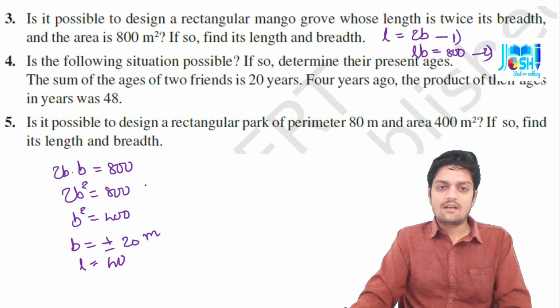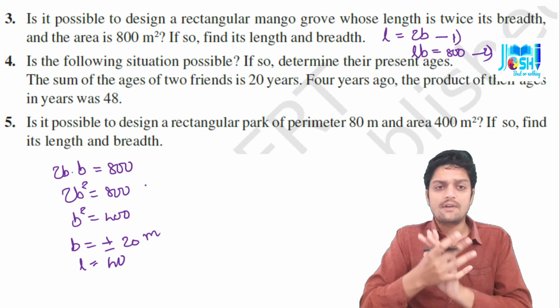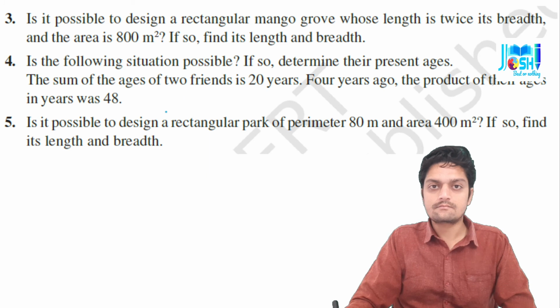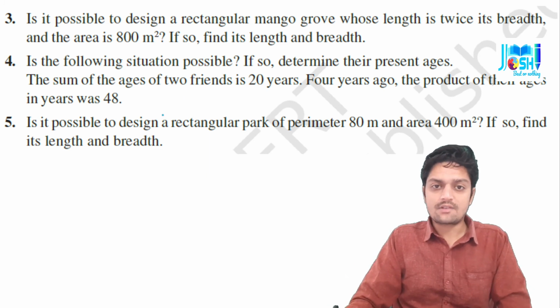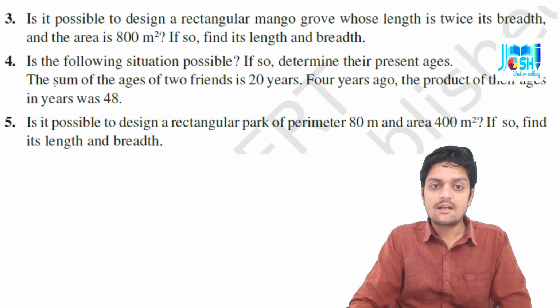It is the same as an age related question, and this kind of question we have already done. Is the following situation possible? If so, then determine their present age. The sum of two friends' ages is 20, so x plus y is equal to 20. This is the first equation.